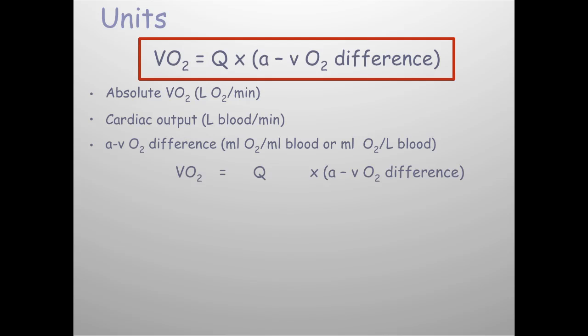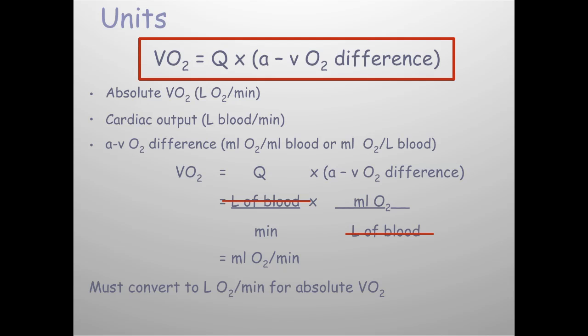So if we take our equation and plug in cardiac output measured in liters of blood per minute and multiply it by the VO2 difference in mils of oxygen per liter of blood, obviously our liters of blood units would cancel out here and we'd be left with mils of oxygen per minute. This is not a standard by which VO2 is usually expressed. VO2 is usually expressed in absolute terms of liters per minute or in relative terms of mils per kilogram per minute. So if we wanted to express it in terms of absolute, we have to convert this mils of oxygen per minute to liters per minute. And if we want to convert it in terms of a relative value, we must divide by body mass.